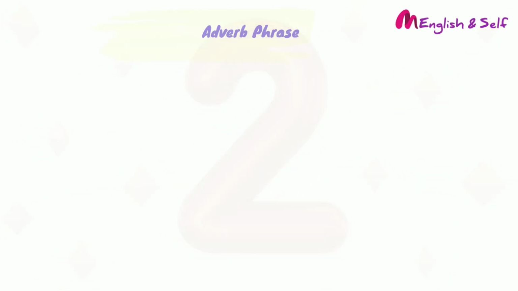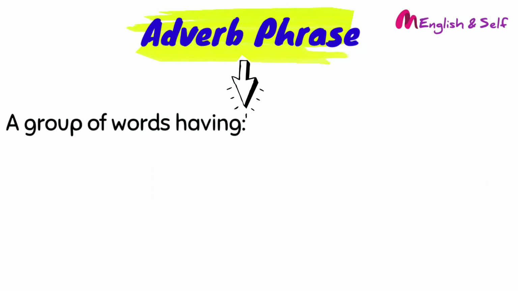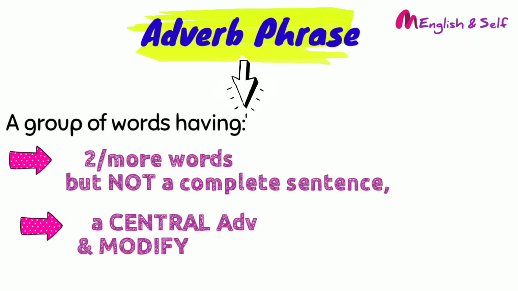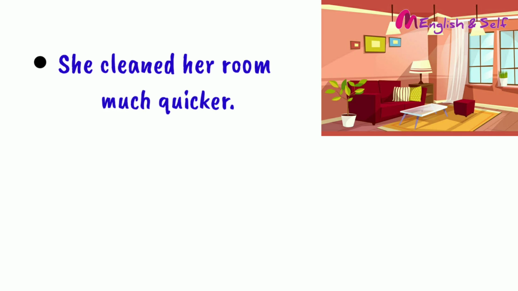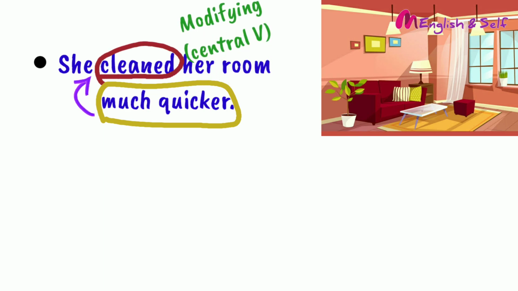Moving on to adverb phrase. You will know a phrase is an adverb phrase when a group of words having two or more words but not a complete sentence. That group of words has a central adverb and it modifies verb. For instance, she cleaned her room much quicker. Notice here, much quicker is modifying or specifying the central verb cleaned. So, it's an adverb, but I can't call it only adverb since it's more than one word. So, it's an adverb phrase.